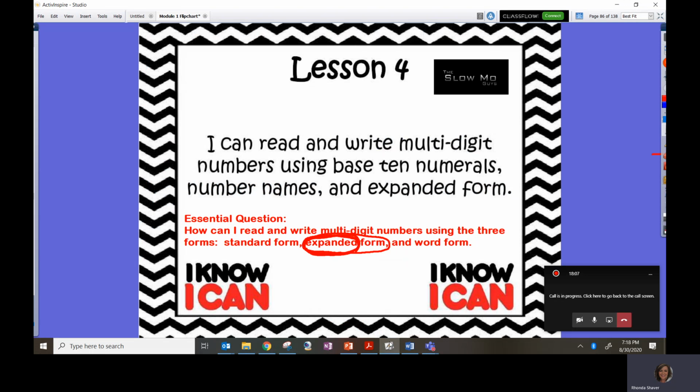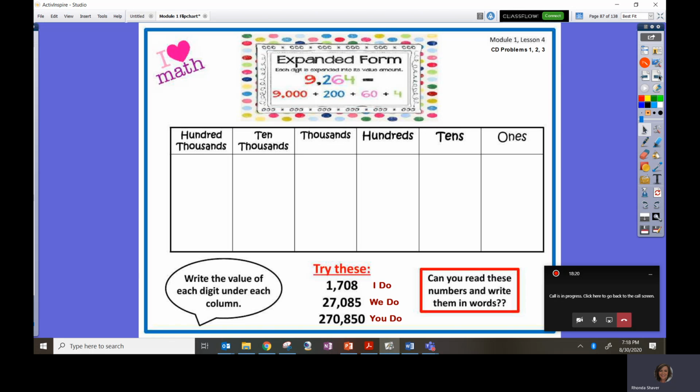When they fell like that, they would come back together before it would all fall. So that was pretty interesting. But hopefully you get the idea about expanded form. And so we're going to move on to doing some expanded form together.